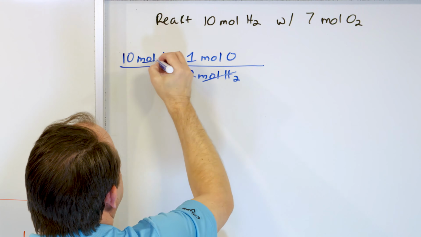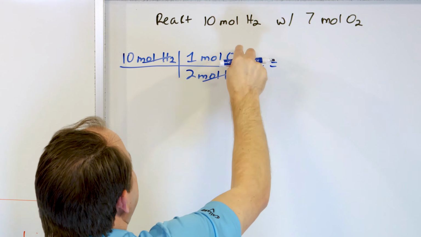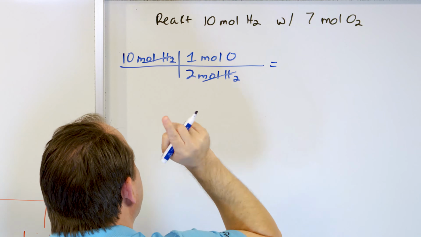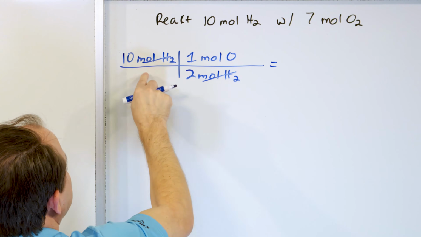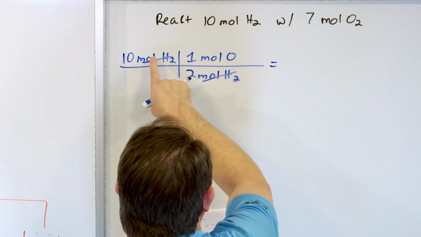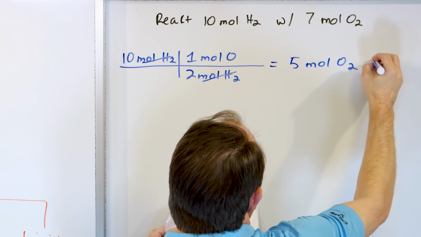Now I arranged it this way to cancel. What you're calculating here, when you divide by 2, is how many moles of oxygen will be required, according to that reaction, to bond and fully react with 10 moles of hydrogen. So 10 divided by 2 is 5 moles of O2 required.